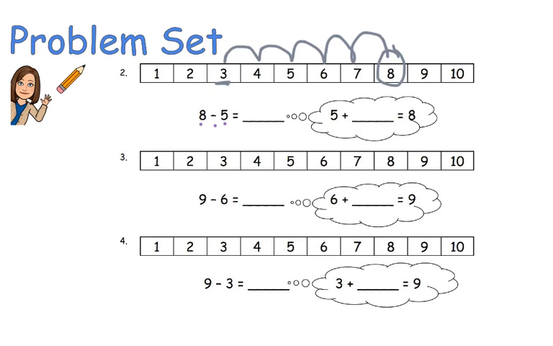What number did we land on? 3. So our answer is 3. 8 minus 5 equals 3. So then what is 5 plus something to equal 8? It's 3. Because if we take 5 away, then we have 3 left over. And so if we have 5 and we add 3, we'll get to 8.